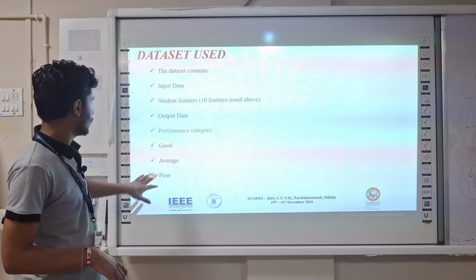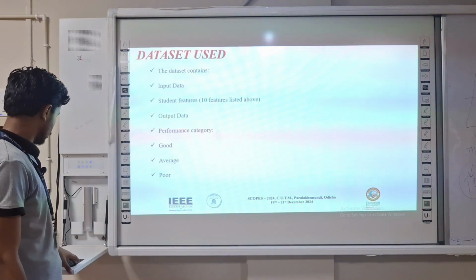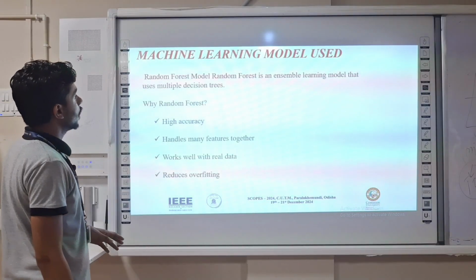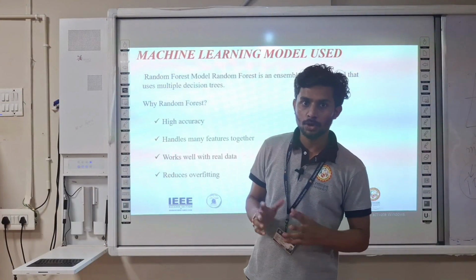Good, good, average and poor. That is my data set structure. Now, in these models, I am going to use the random forest model.